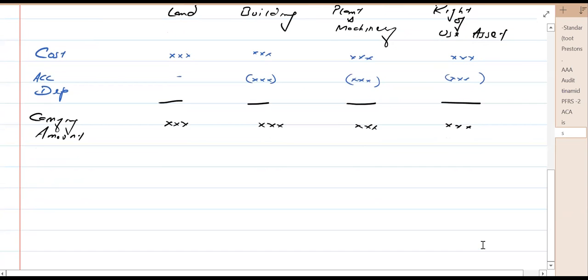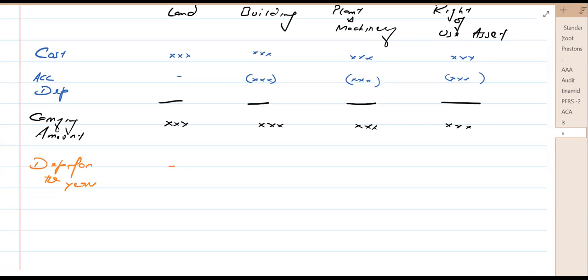So cost minus accumulated depreciation gives the carrying amount. I'm assuming for this, for example, that they're doing the revaluation by the end of the year, considering the third case right now. I've already explained the other two. So what you can do is deduct the depreciation for the year. Now remember, for the depreciation for the year, the land is not depreciated. For building, usually they take the straight line method.